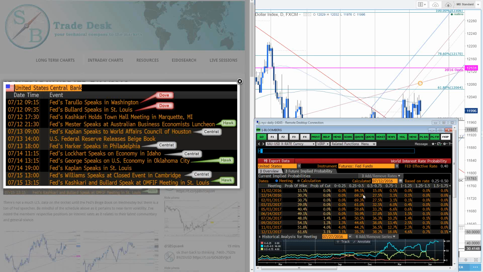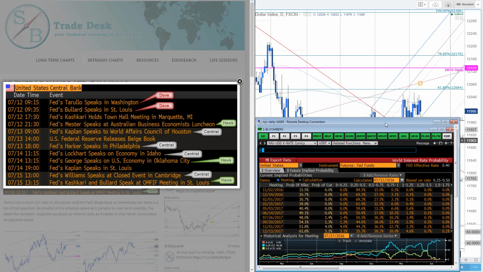Okay, so this is just the event risk you want to keep on tap. Make sure you keep your powder dry here and be mindful of these times. But with that being said, let's jump into what's going on in price action right now.